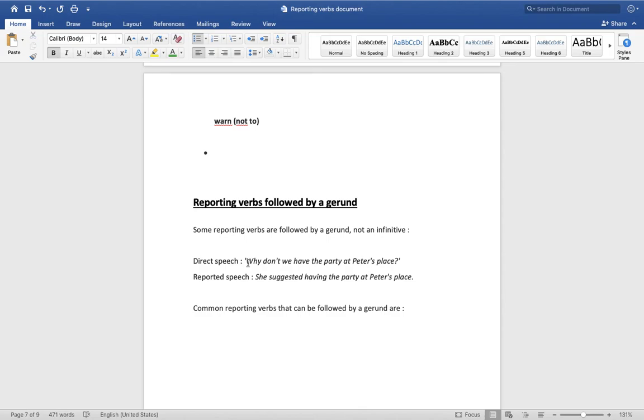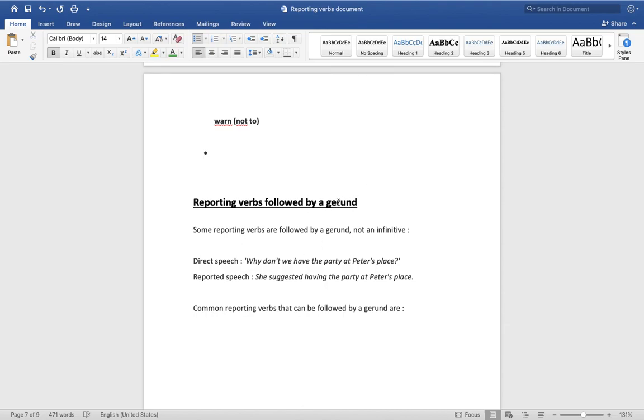So every time we have the structure why don't we right at the beginning of the question, it's very, very likely that we are facing a suggestion, ¿vale? Estamos hablando seguramente de una sugerencia, el por qué no, tal, ¿sabes? In reported speech, how would it be? She suggested, ¿vale? Ese sería el reporting verb más apropiado que recoge la intención comunicativa del emisor. Ella sugirió, having the party at Peter's place, celebrar la fiesta en casa de Peter, ¿vale? She suggested having the party at Peter's place.